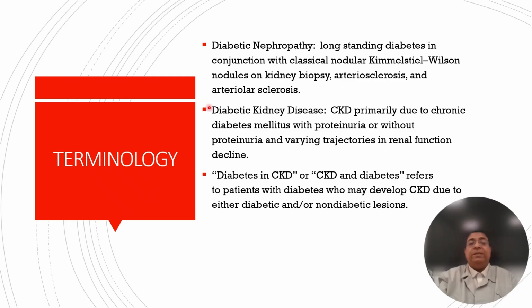Now, the term that's recommended to be used is diabetic kidney disease if chronic kidney disease is primarily due to chronic diabetes mellitus with proteinuria or without proteinuria, and these patients may have varying trajectories in renal function decline. But sometimes you can have diabetes and CKD, which may not necessarily be associated. You can have CKD due to other reasons in a patient who has diabetes.